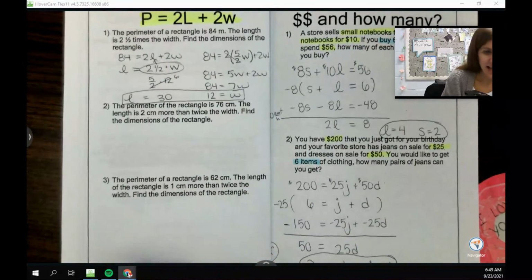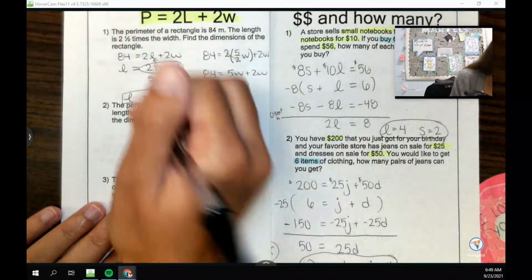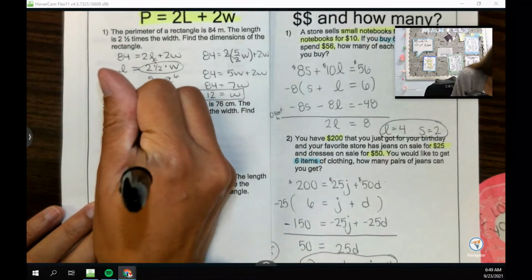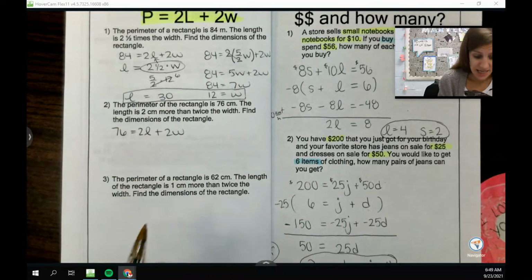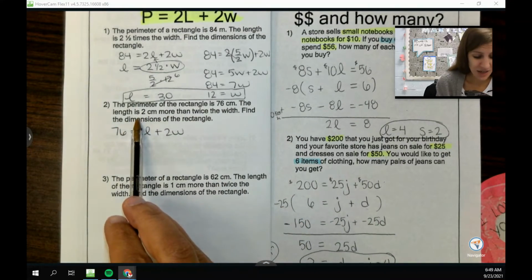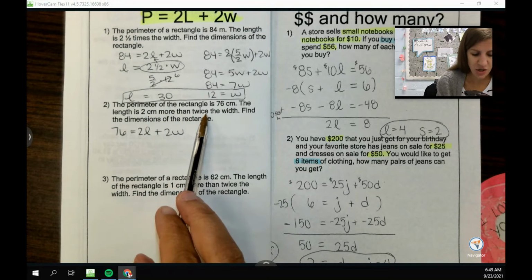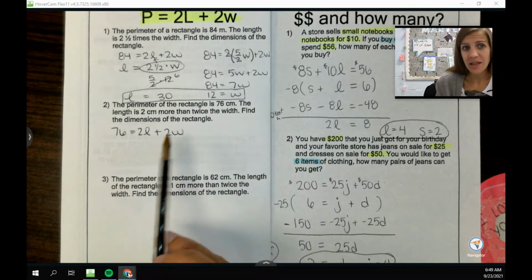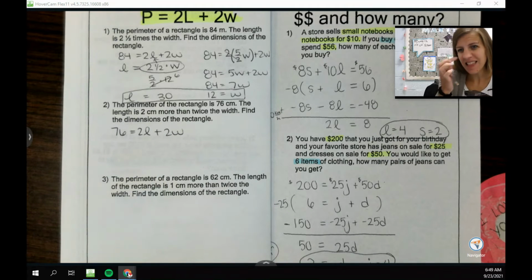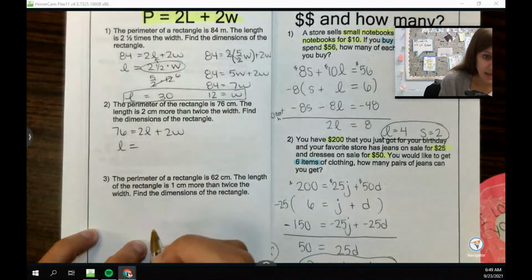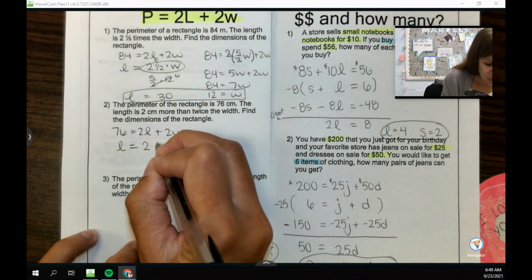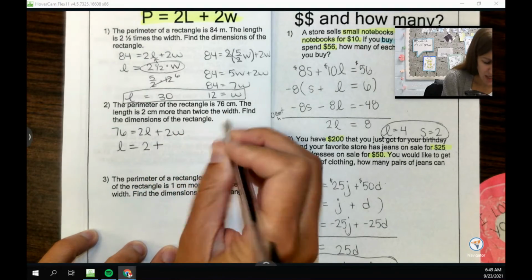Okay, so another one to try like that. The perimeter of a rectangle is 76. So just like the last one, we're going to put 76 in for P. And we'll have 2L plus 2W. Next, they say the length is 2 centimeters more than twice the width. So really, using the perimeter problem, it's a lot like the guess my number problem where I really have to read carefully because the words are telling me the math symbols I need to be writing down. So like the second sentence here, the length is 2 centimeters more than twice the width.